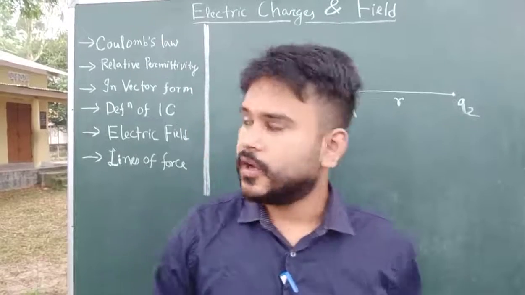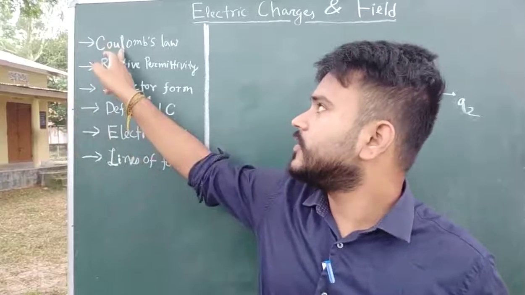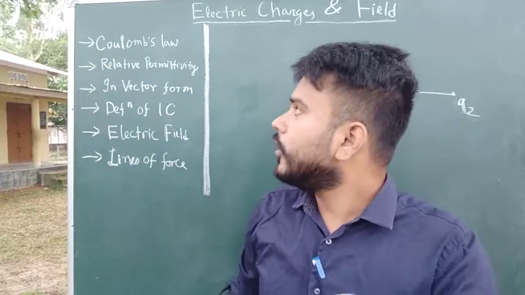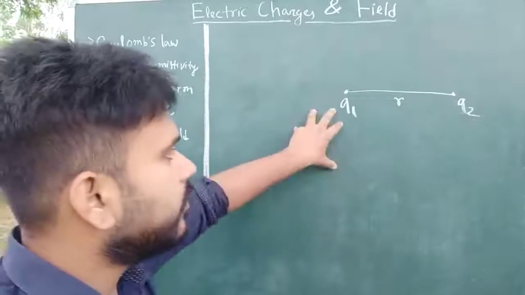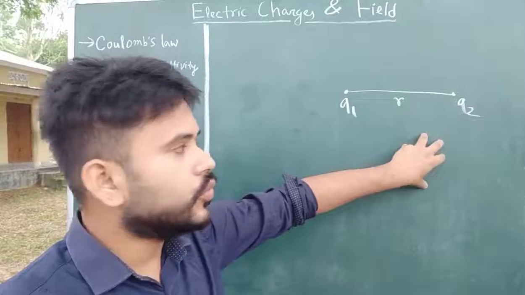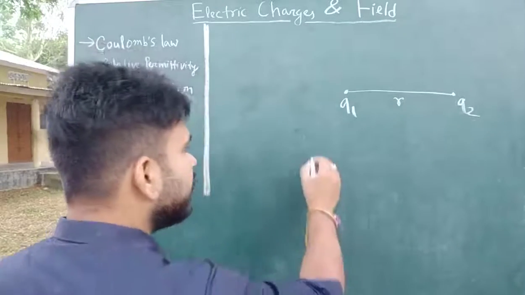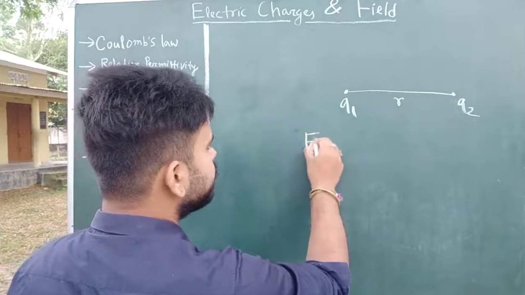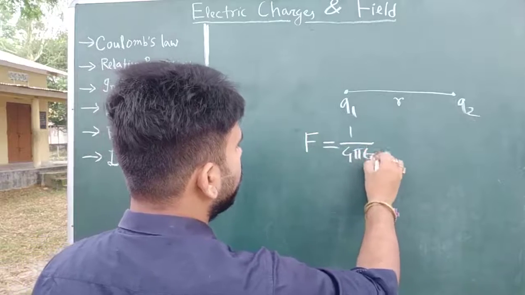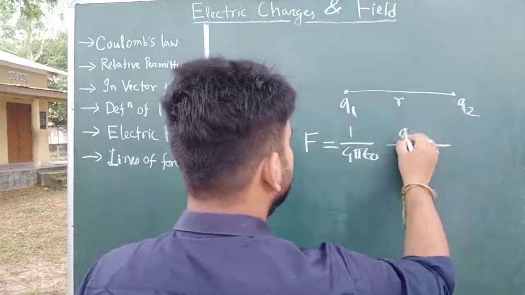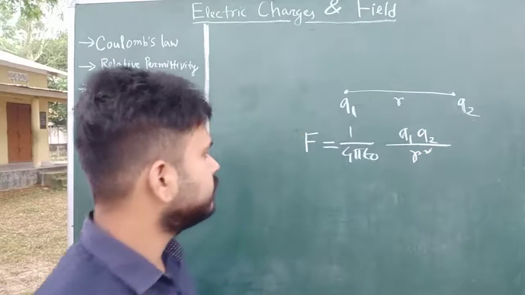Hello students, this is our topic for discussion today. We will basically start with Coulomb's law. You all are familiar with Coulomb's law. So what was the law? If Q1 and Q2 charges are separated by a distance, then the force between them is 1 by 4 pi epsilon naught Q1 times Q2 divided by R square.